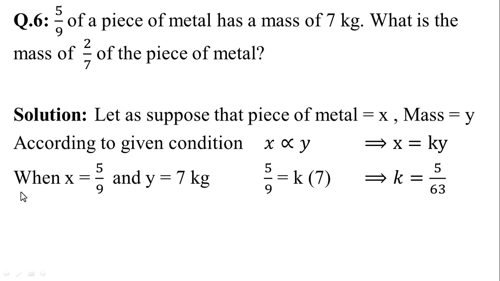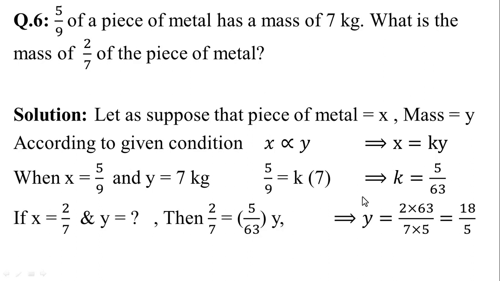Now when X is equal to 5 upon 9 and Y is equal to 7 kg, putting in this relation, the value of X is 5 upon 9 and the value of Y is 7. 7 is divided on the other side, then K is equal to 5 upon 63. Now X is equal to 2 upon 7 and Y is equal to question mark, then putting the value of X, 2 upon 7 is equal to the value of K, 5 upon 63 Y.